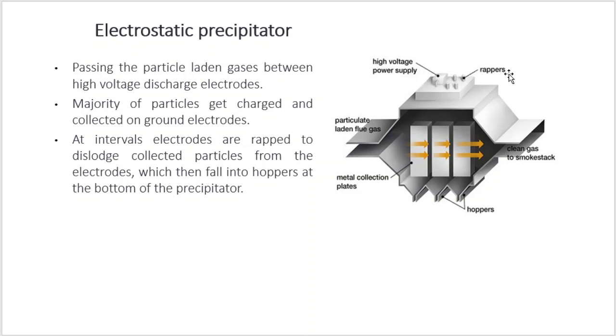Here is a high voltage power supply. Particulate-laden gas: here is the inlet, here is the outlet. Metal collection plates and hoppers. When the particulate-laden flue gas comes here, it is charged with the help of the high voltage power supply. There are two charges, positive and negative. Suppose the gas is negatively charged, then we can keep positive plates here because of positive-negative attraction. The dust particles stick to the positive plates. When we cut off the supply, the dust particles are collected into the hoppers, and then we can separate them. This is the working of the electrostatic precipitator.